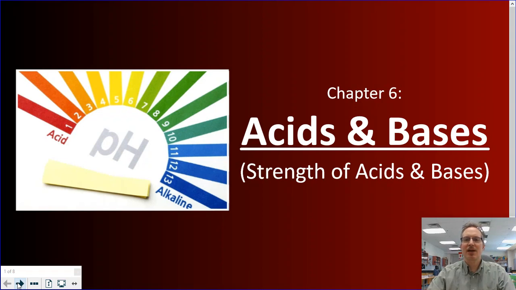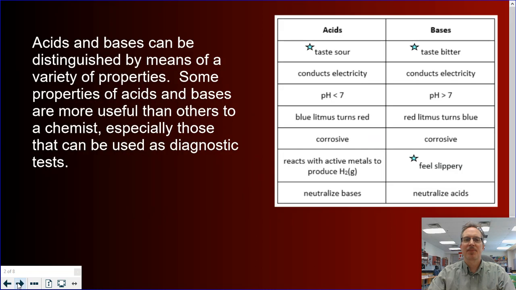Good morning, Chem 20s. Our lesson today is on the strength of acids and bases. Acids and bases can be distinguished by means of a variety of properties.